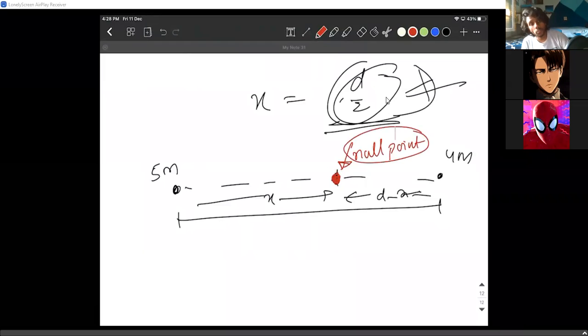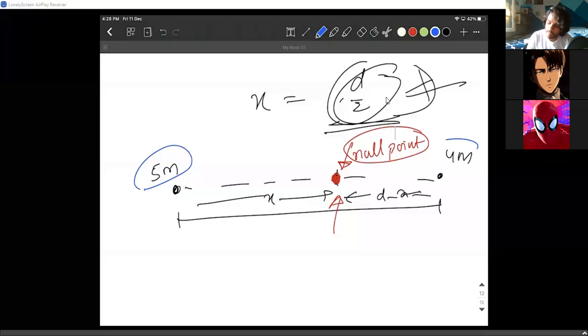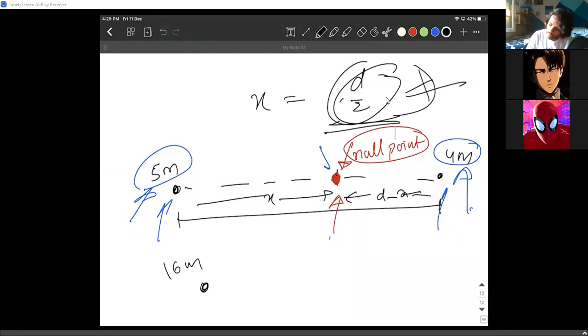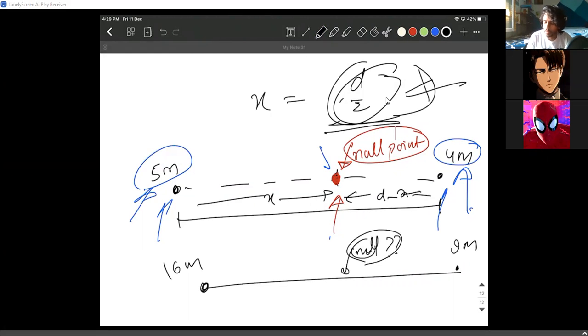The thing is, no matter what mass you put at the null point, the force acting on it is always zero. It doesn't matter what masses you put in. So the distances only depend on 5m and 4m, the kind of masses you have here. They decide where the point is. That's why it doesn't really matter what mass you put at the null point. So they might give you some problems, sometimes with 16m and 9m, and ask you where the null point is.